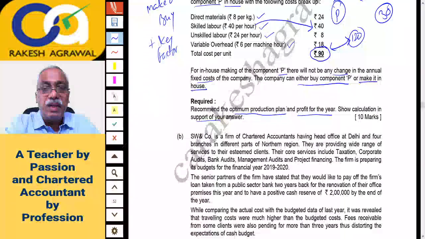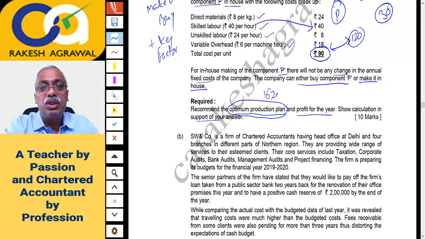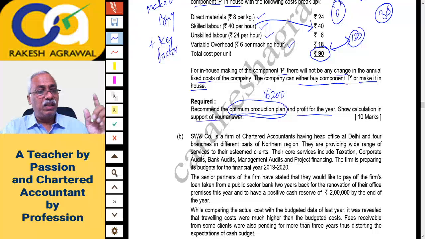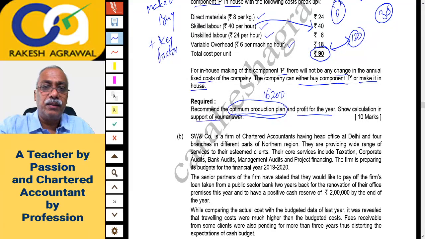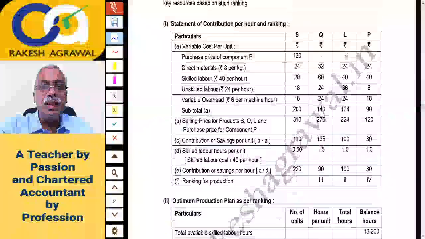So you have to recommend that production plan, that is how you will utilize those 16,200 hours to manufacture product S, Q, L and to manufacture component P on the basis of priority. Okay, and once that decision is taken, calculation of profit will be easy. So according to me, it's an easy question, make or buy plus key factor. So I'll take you to the answer here.